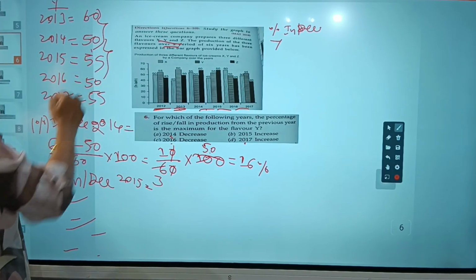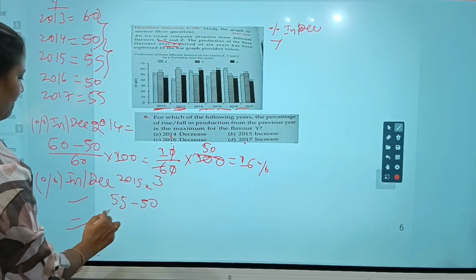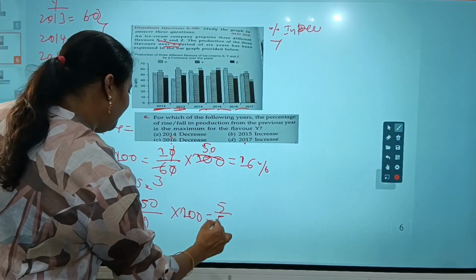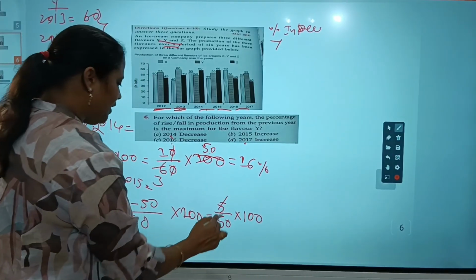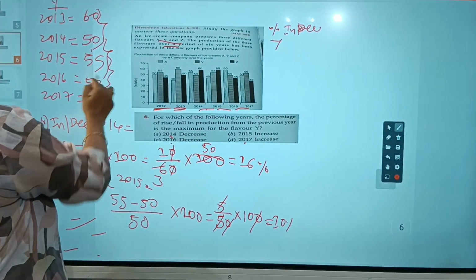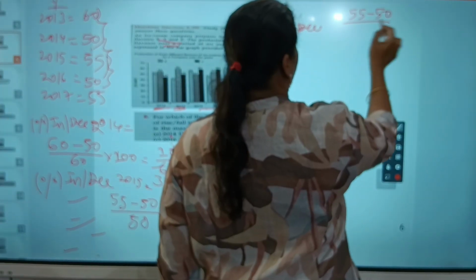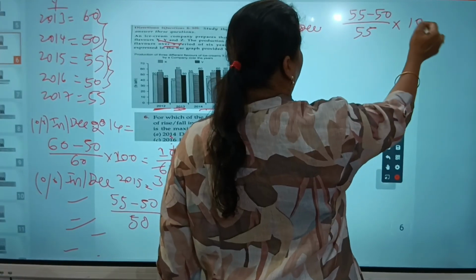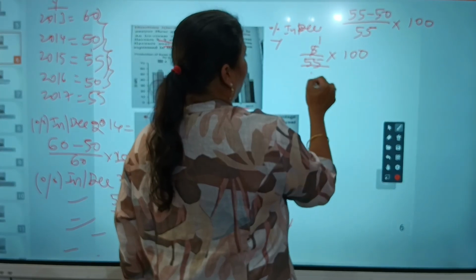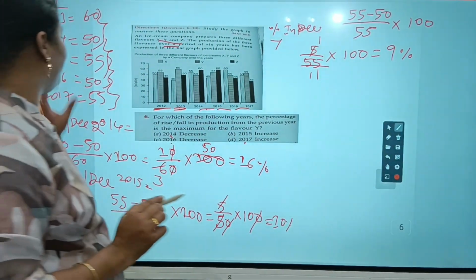Now, for the percentage increase or decrease for the year 2015 we will do the same. For 2015, for these two values, the same formula applies. 55 minus 50 by 50 into 100. It is 5 by 50 into 100. 5 cancel, 0 0 cancel, it is 10%. Again, these two values, same formula. Okay, 55 minus 50 by 55 into 100. Okay, 5 by 55 into 100. It is 9.09, so 9%.